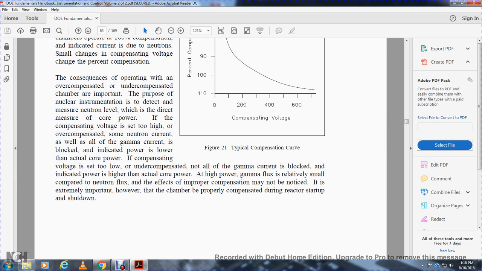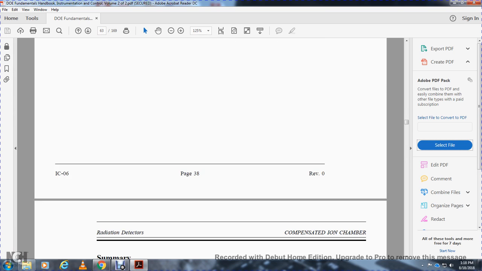Not all of the current is blocked, indicating power higher than the actual core power. At higher power, gamma flux is relatively small compared to neutron flux, so the effect of improper compensation may not be noticed. It is extremely important, however, for the chamber to be properly compensated during reactor startup and shutdown.